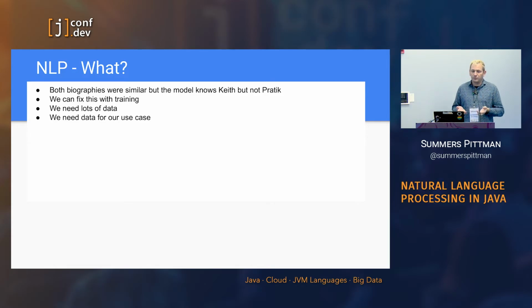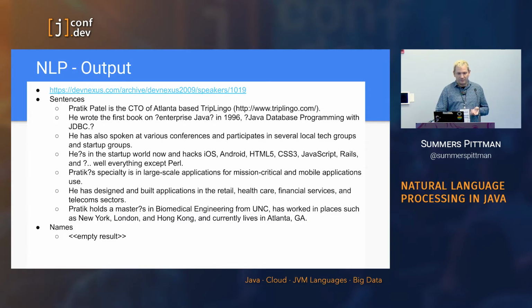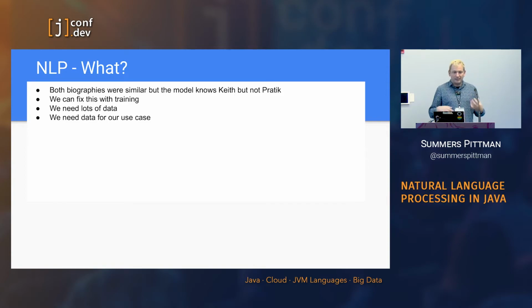So both biographies were similar. If you look, both of them said Keith is a, and then went on, and with Pratik, Pratik is the, and then it went on. But there was something in the statistical model that made Pratik not match when Keith did. And so what we need to do is that we need to train the models on the corpus of text that is the DevNexus biography data. This requires a lot of data. According to the NLP project, you need about 15,000 sentences to begin to get a good training model.